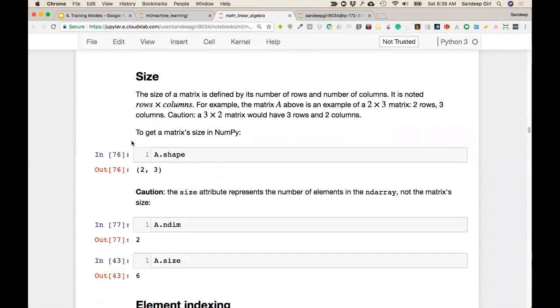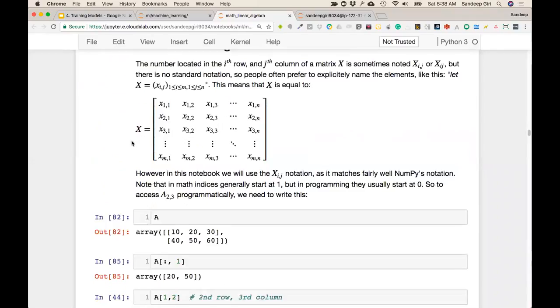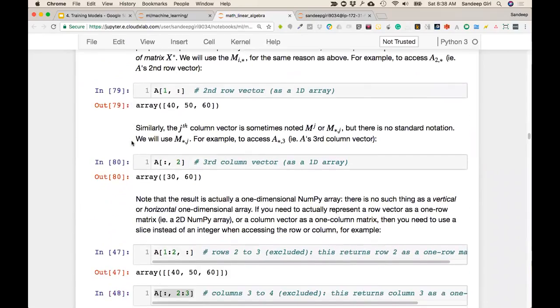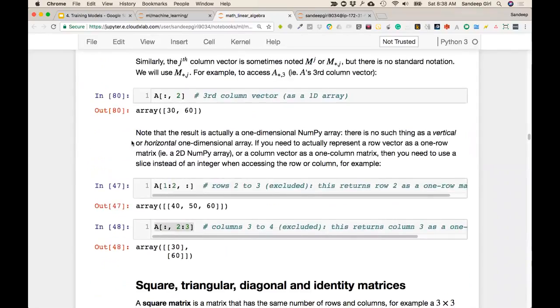All right, so this is something we did. We learned about indexing, and I hope the indexing is also clear to all.